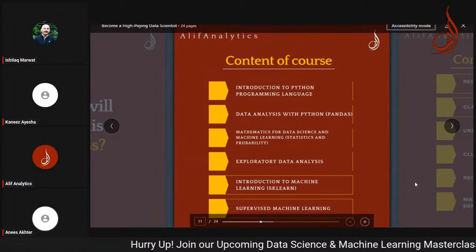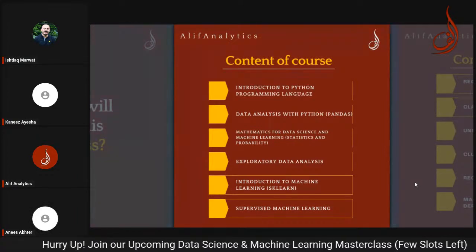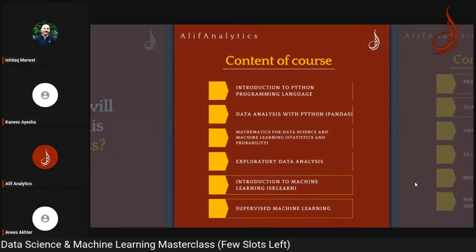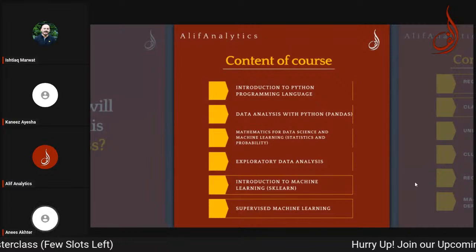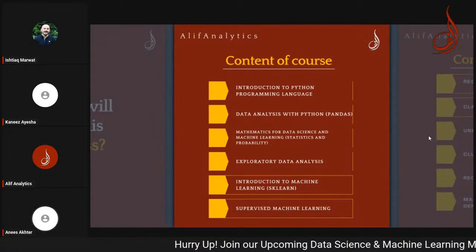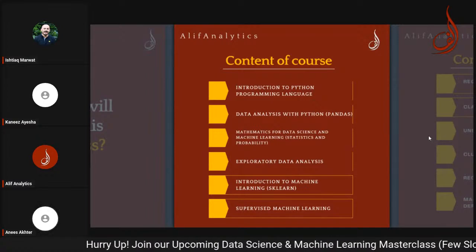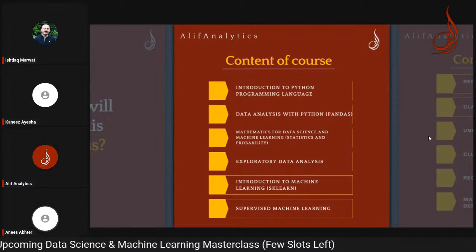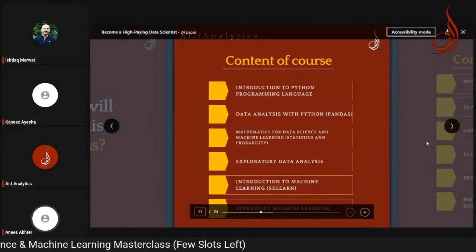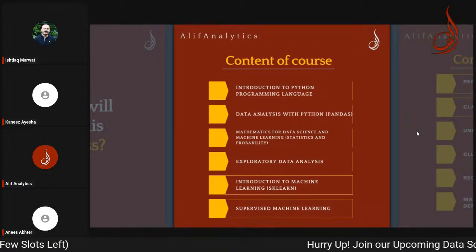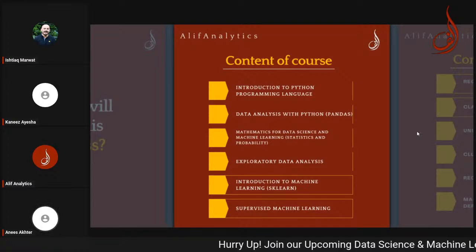So what we'll do is we'll start from a brief introduction of data science. Then we'll learn about Python that is relevant to data science and machine learning. After that, we'll do data analysis with Python. And we also need to learn a few concepts of statistics and probability that are essential to data science. Okay, so that will be essential to learning machine learning as well. So the main part would obviously be exploratory data analysis. Without this, data science is incomplete.